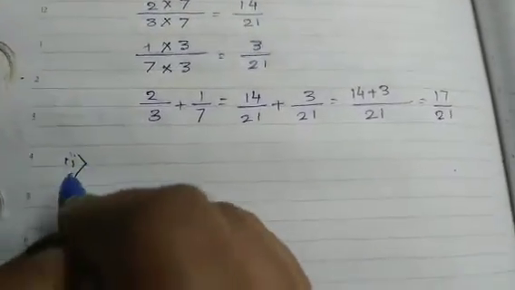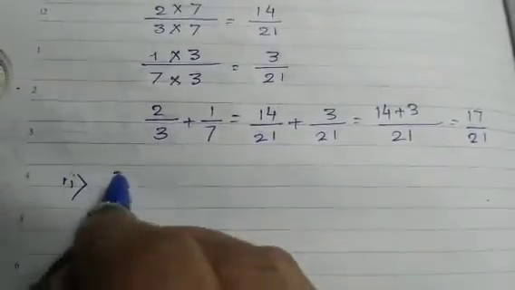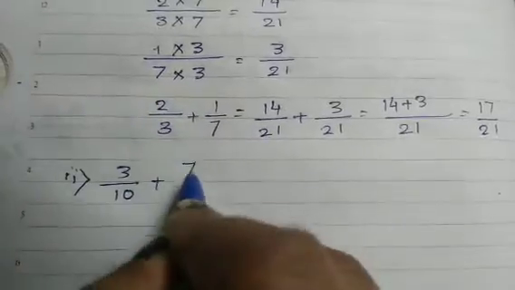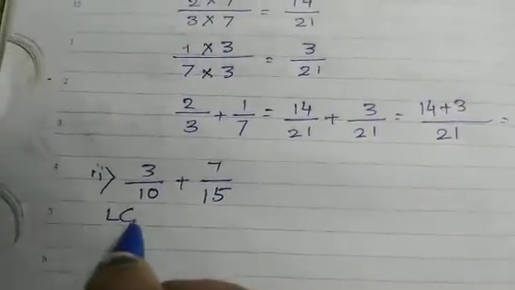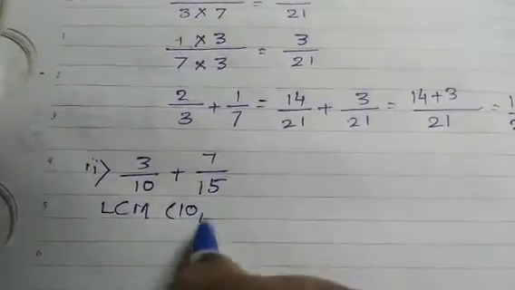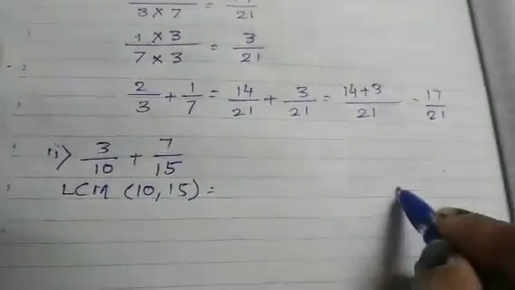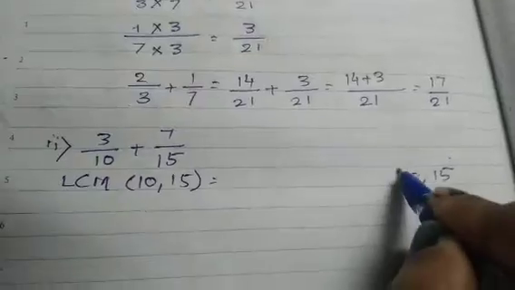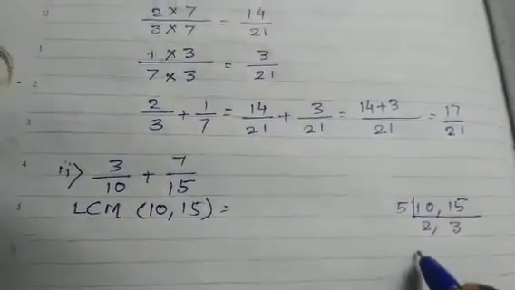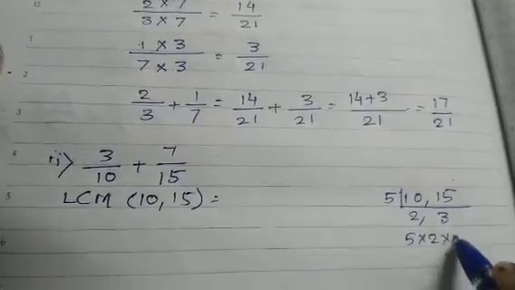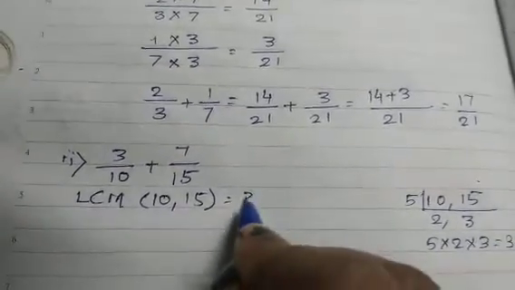Second question. Second question is 3 by 10 plus 7 by 15. Denominator is different. So first thing is LCM of 10 and 15. What is LCM of 10 and 15? 10, 15. Common factor is 5. 5 2s are 10, 5 3s are 15. So LCM is nothing but 5 into 2 into 3. So that is equal to 30.